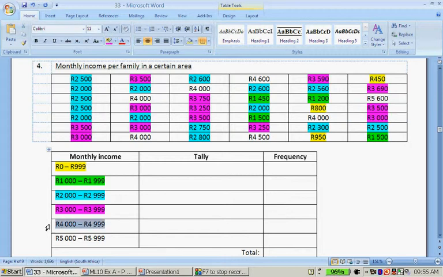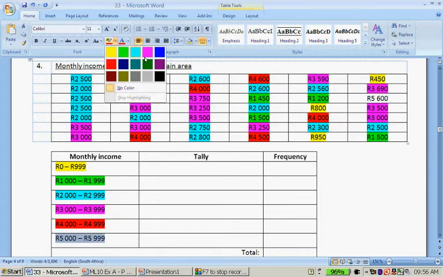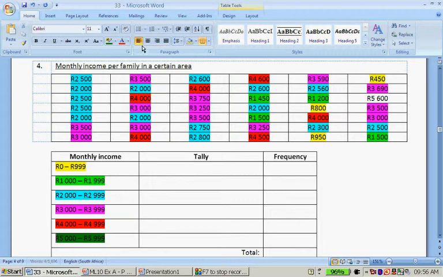Okay, different color. Between 4,000 and 4,999, let's make it red: 4,000, 4,000, 4,000, 4,600, 4,500, 4,000. Right, and then the last value, between 5,000 and 5,999, we can make it dark green. And there's dark green. And now you can see it's easy to tally because there are three yellows. Of the greens, there are 4 light greens. And there are 15 turquoise.